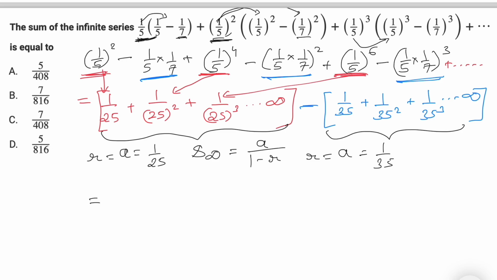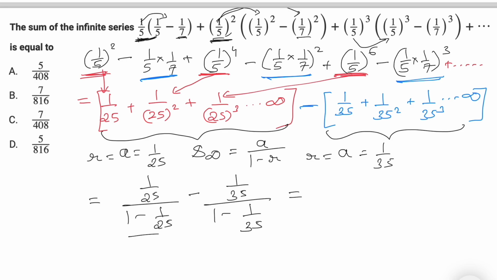The first part here in red is A, the first term, 1 by 25 upon 1 minus R. R is also 1 by 25. So 1 by 25 upon 1 minus 1 by 25. This is the first part. The second part is also 1 by 35. That is the first term upon the common ratio, which is also 1 by 35. So A upon 1 minus R is 1 by 35 upon 1 minus 1 by 35, right? Okay, a little simplification will give us the answer quickly.